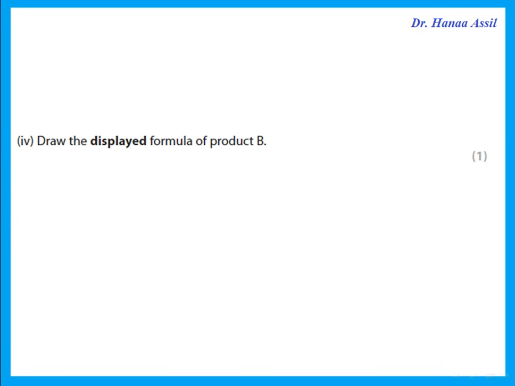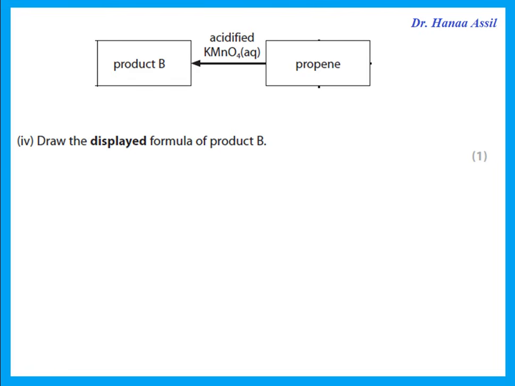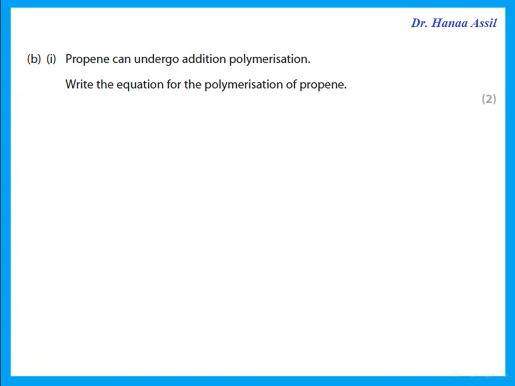Draw the displayed formula of product B. What was product B? This is where propene, you add acidified potassium manganate. If we add acidified potassium manganate to propene, remember acidified potassium manganate is an oxidizing agent. If I add it to an alkene, do you remember? It gives the diol. The double bond opens up and becomes a single bond, and we put OH on each of the carbons. So this is a diol. This is produced from acidified potassium manganate with an alkene.